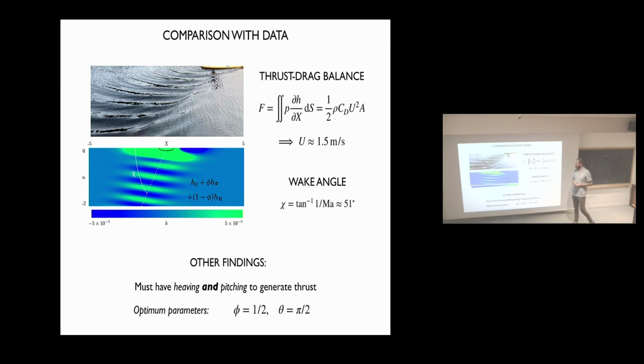this gunnel bobbing phenomenon. A couple of other things that were interesting: from this model you can prove that you must have both heaving and pitching to generate thrust. If you just do heaving or just do pitching, you won't move anywhere. You've got to do both. And you can work out that the optimum parameters are equal proportion and out of phase.